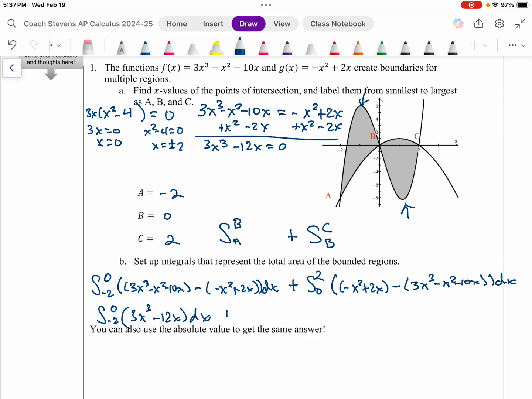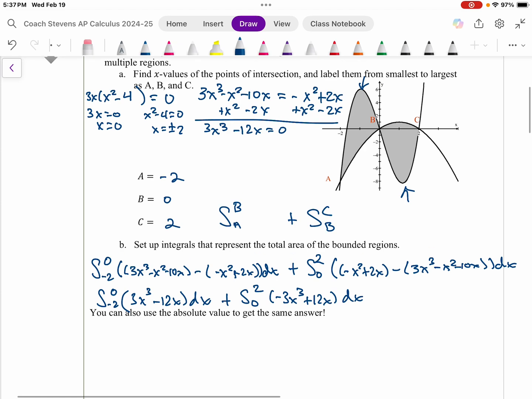Dx, and then we'd have plus the integral from 0 to 2, and now we would have a negative 3x cubed. The x squareds cancel again, and then I make a plus 12x dx. And then we're okay with leaving it at that spot. That's where I would leave it.